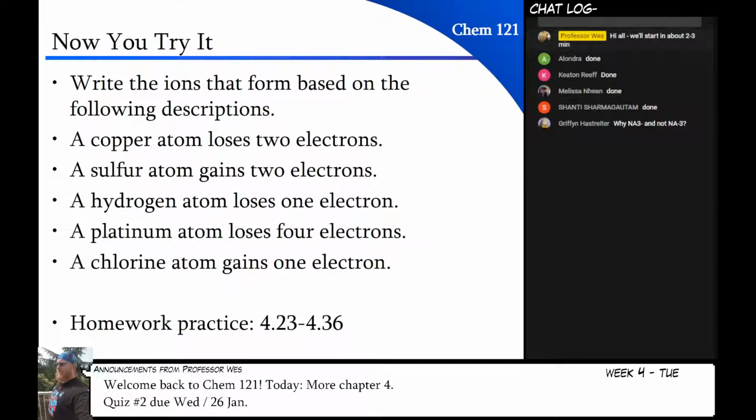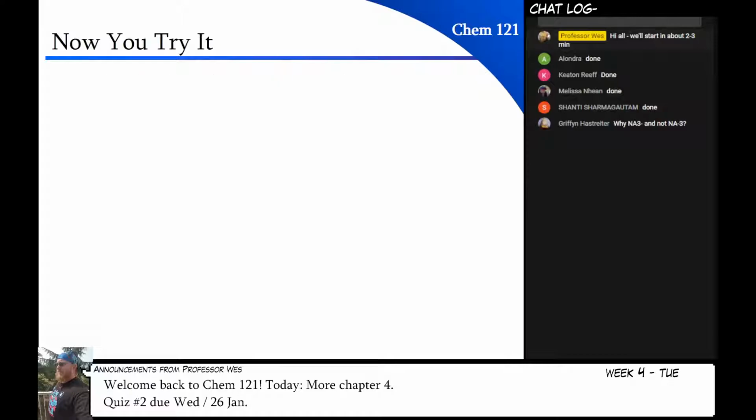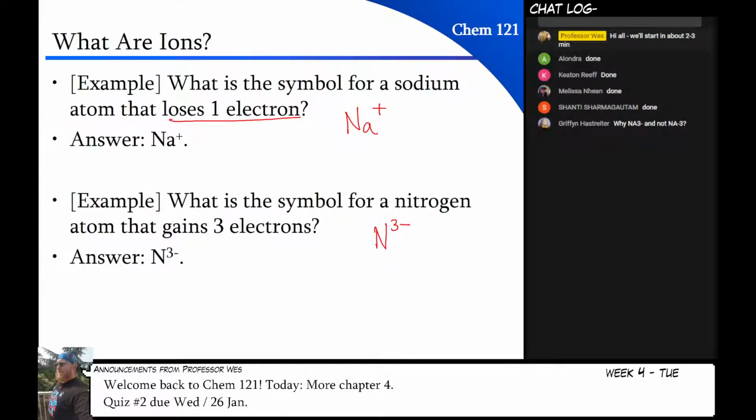Sorry, I was reading your comment. So for sodium, it wouldn't be -3. It'd be +1. The convention when we write the charges, I think you meant nitrogen though, when you write charges is you write the number first. Then you write the charge.